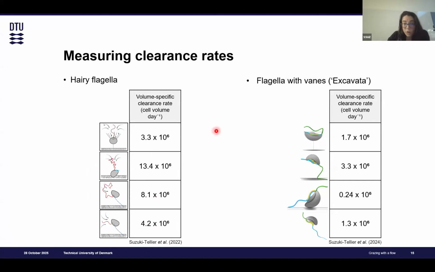Our results were more or less what we were expecting from what is in the literature. Despite the different ways of generating these feeding currents, they're all able to scan through an order of 10 to the 6 times their cell volume a day, which is quite incredible. But regardless of how they're generating this feeding current, they all successfully scan great amounts of water to be able to capture their prey.